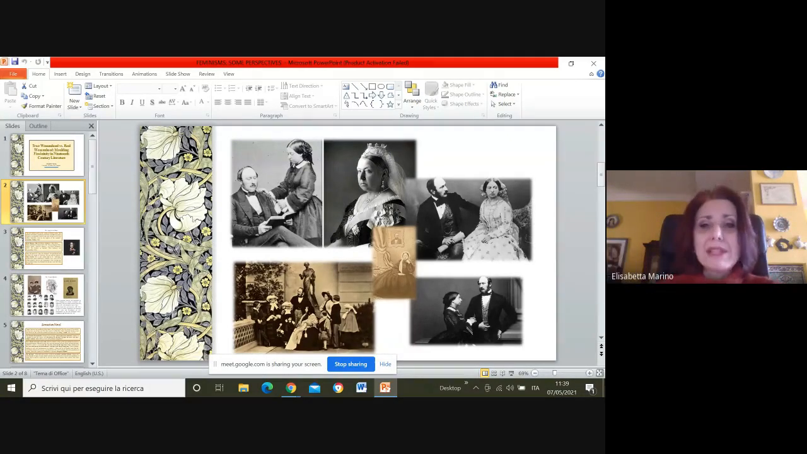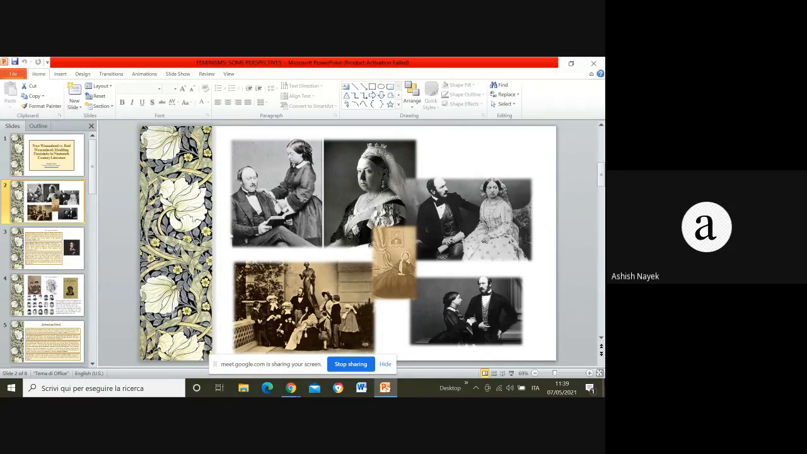Okay, she was the head of the state, but if you look at these pictures, how does she project herself? Does she project herself as a woman of power? Yes or no? Ma'am, by viewing these pictures, I don't think so.